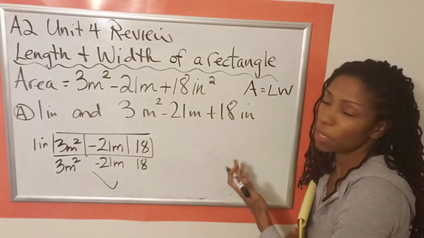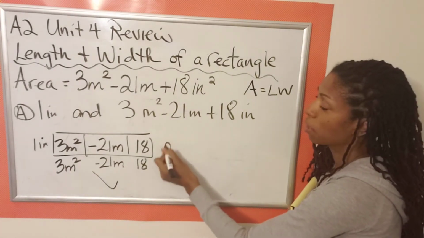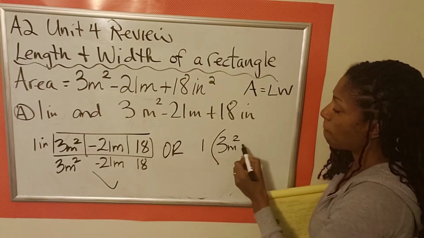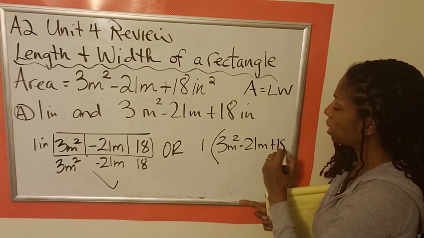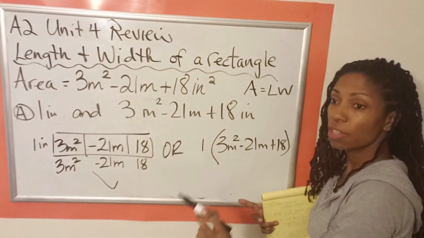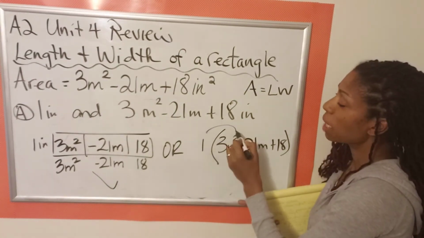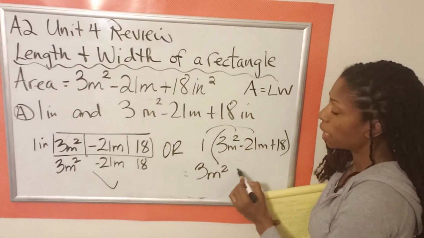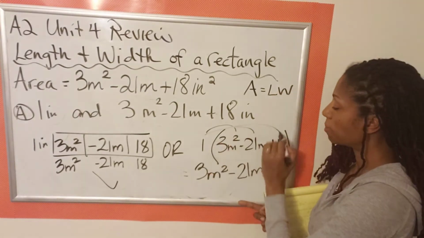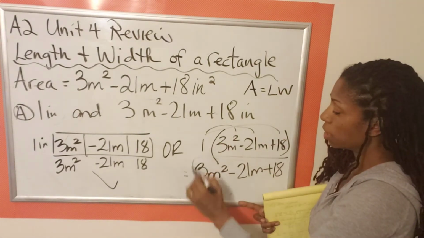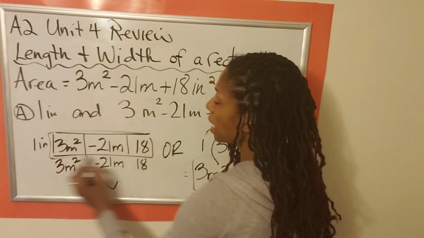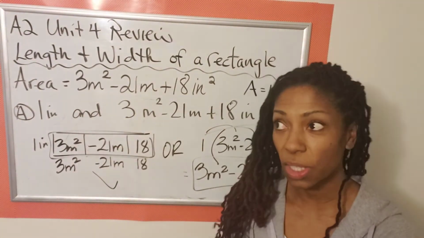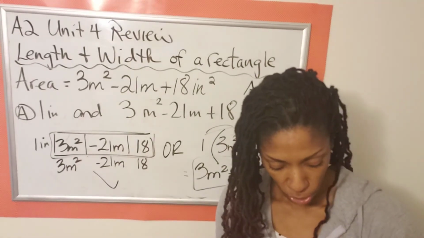And another way you could do this, because some people prefer to just distribute, right? You have 2 expressions that you're multiplying. You could have 1 times 3m squared minus 21m plus 18. And then just distribute. 1 times 3m squared is 3m squared. 1 times negative 21m is minus 21m. And 1 times 18 is plus 18. So 2 different strategies, getting the same answer. And choice A will work. It is a good length and width. It is some good dimensions.